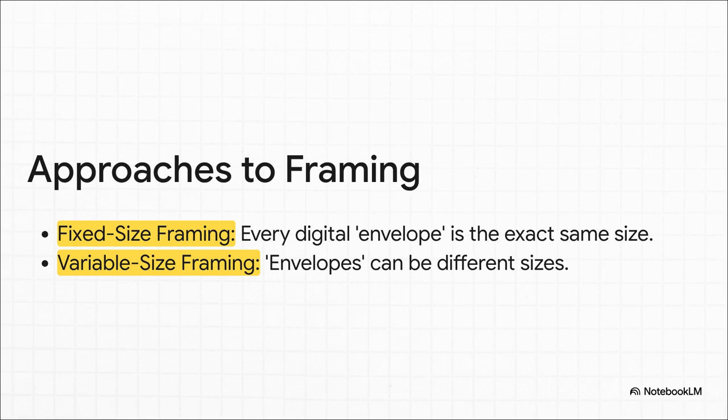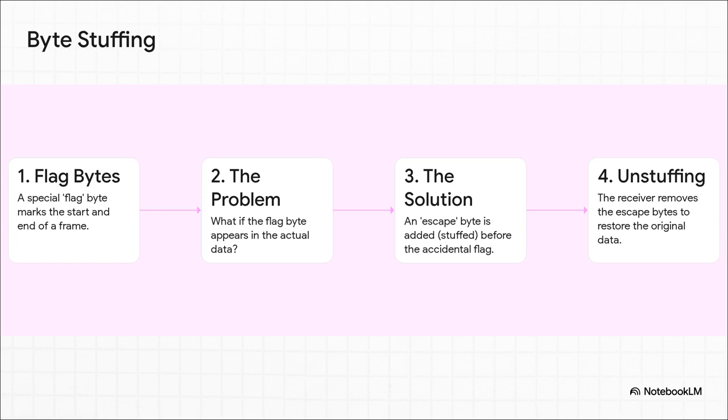But this creates a brand new headache. If every envelope is a different size, how in the world do you know where one ends and the next one begins? And a solution for this is honestly so clever. It's called byte stuffing. You decide on a special flag character that marks the end of the frame. But wait, what if that exact same character shows up in your actual data by pure chance? The system would get confused and cut your message short. So here's the trick. When the system sees that flag character inside the data, it stuffs a special escape character right before it. The receiver on the other end sees that escape character and knows, okay, the next character isn't a flag, it's just regular data. Then it just plucks the escape character out. It is such an elegant fix.